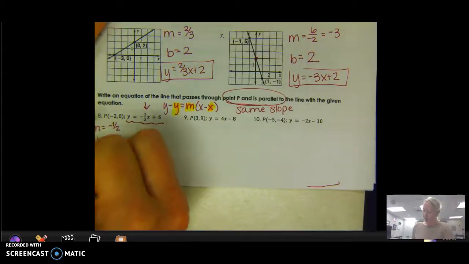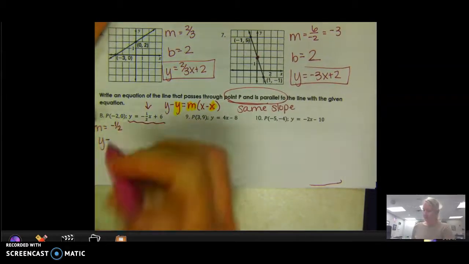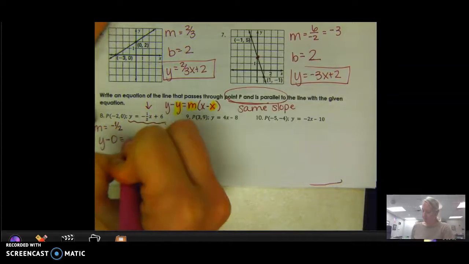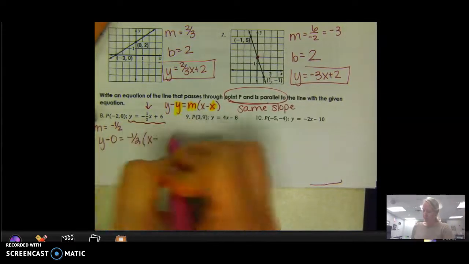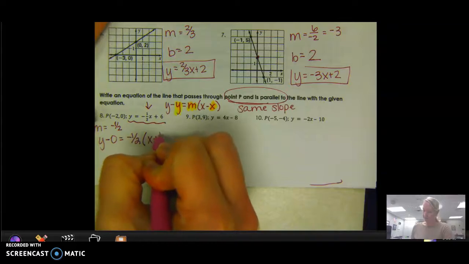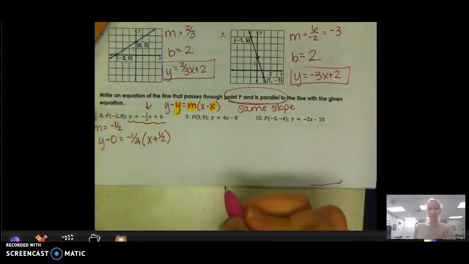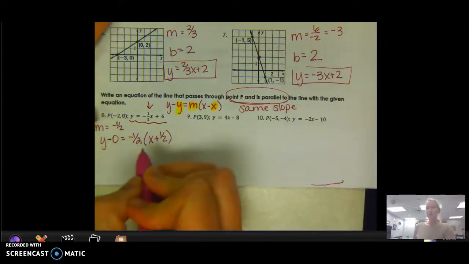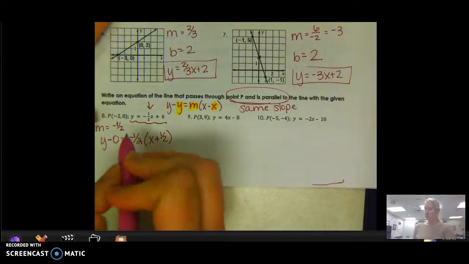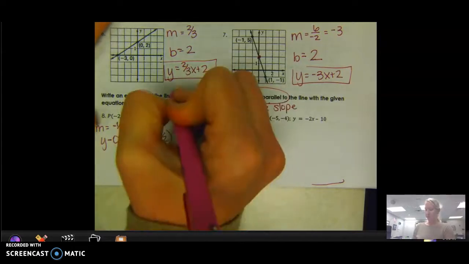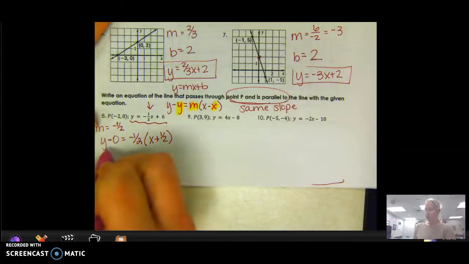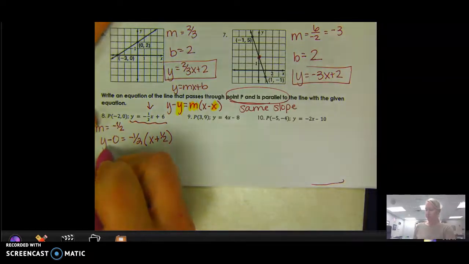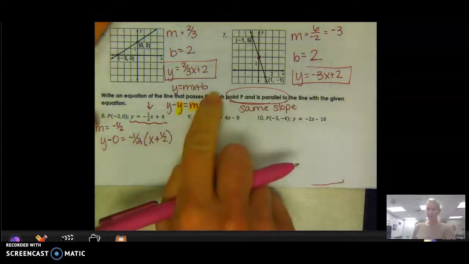So it'd be y minus, and in this case it is 0, equals my slope of negative 1/2, parentheses x minus a negative 1/2. Two negatives make a positive. That negative negative would make that positive. So what you're going to do then is start moving this around to get it into y equals mx plus b form, like what we had above. So we essentially want the y by itself on the left side, the x term, and then my y-intercept.